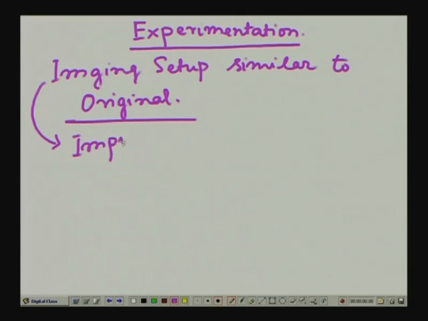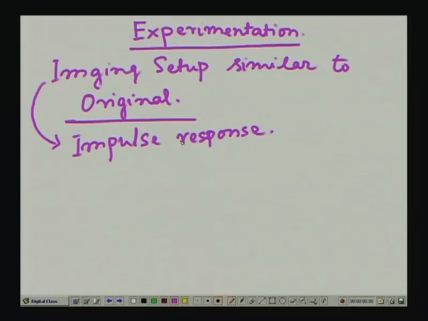So, our idea will be to obtain the impulse response of this imaging setup. And as we have said during our earlier discussion, it is the impulse response which fully characterizes any particular system. So, once the impulse response is known, the response of that system to any arbitrary input can be computed from the impulse response. So, we want to obtain the impulse response of this imaging setup, and because this imaging setup is similar to the original, we assume the same impulse response is also valid for the original imaging setup.